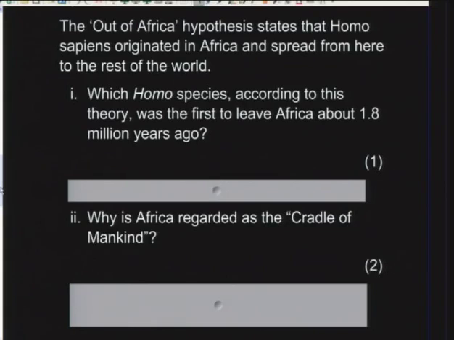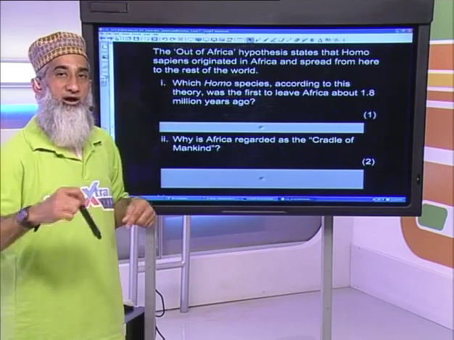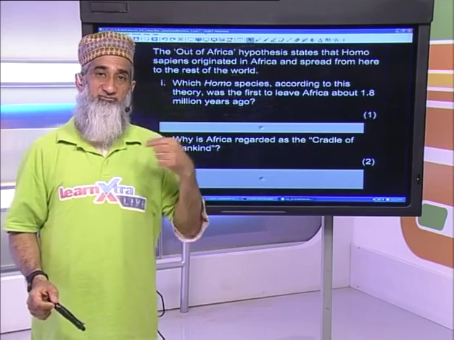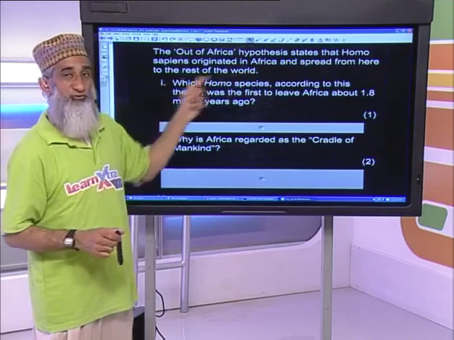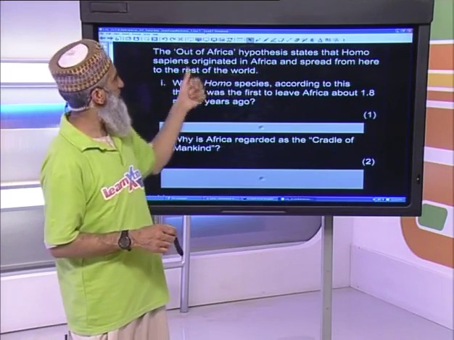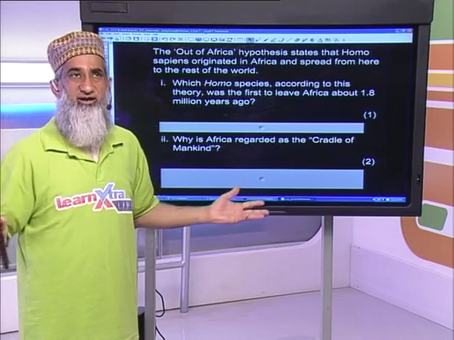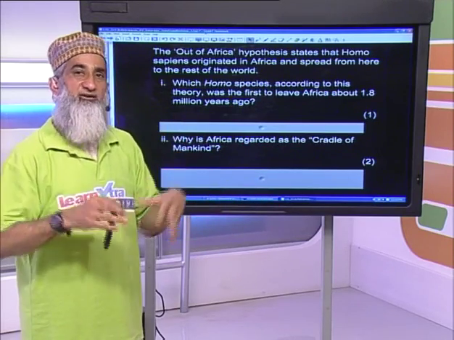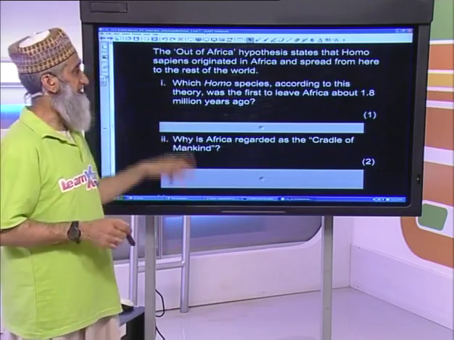The out of Africa hypothesis states that Homo sapiens originated in Africa and spread from here to the rest of the world. Good. I like the way the question is phrased because that's already telling you what the out of Africa hypothesis is. Sometimes the examiners ask you, explain the out of Africa hypothesis. Now this question is telling you what it is. It says that the Homo sapiens originated in Africa and spread from here to the rest of the world. So in other words, other people say, Africa is the cradle of humankind. This is where humankind started.